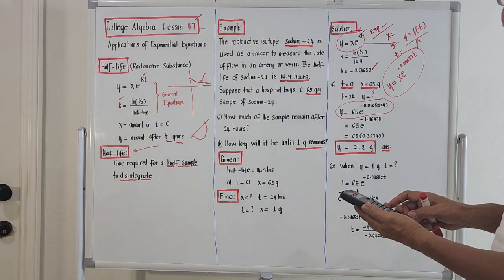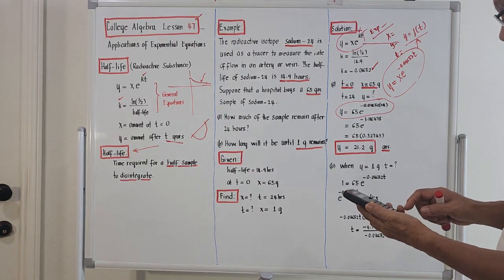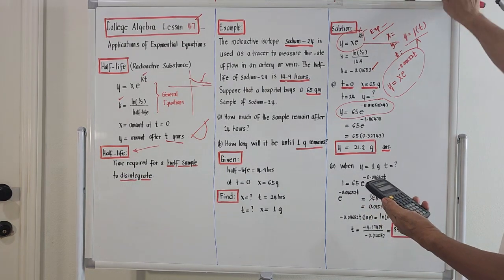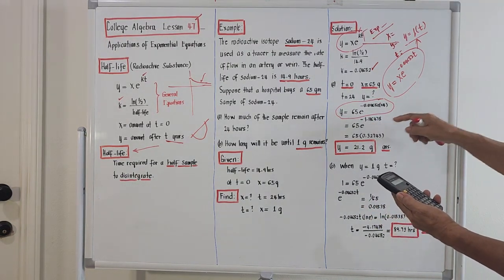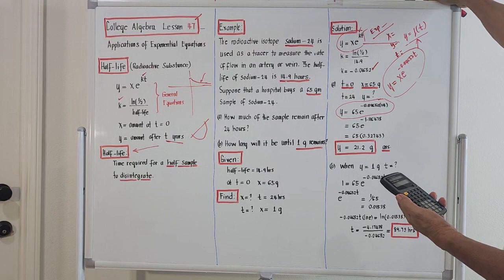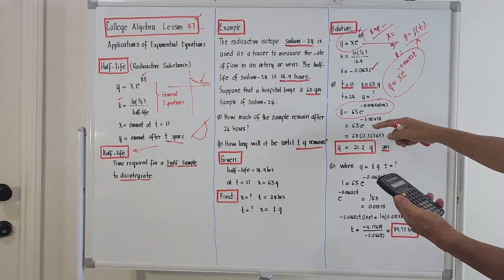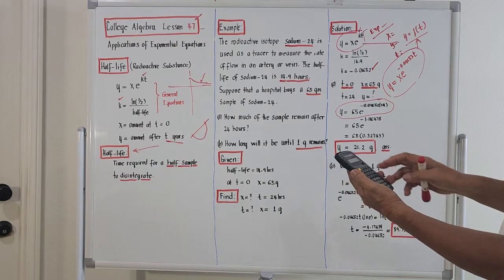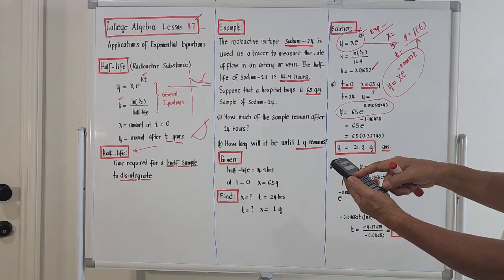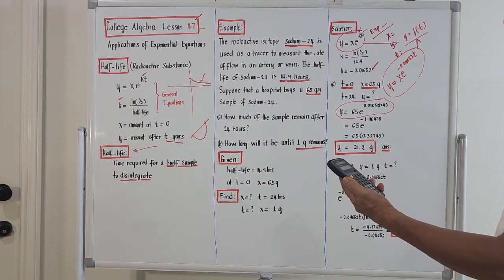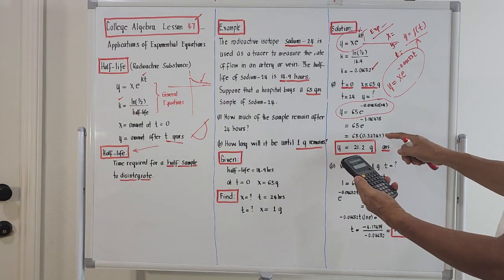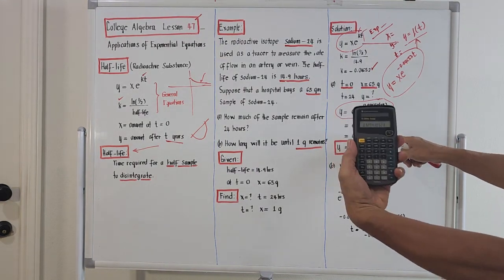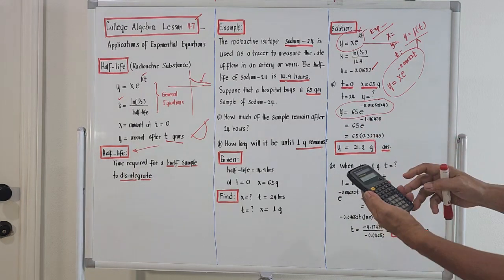0.04652 times 24 is negative 1.16478, right? This is negative, so you place the negative sign over here. e to the x is on the second function, e to the x, then 0.32743 times 65.